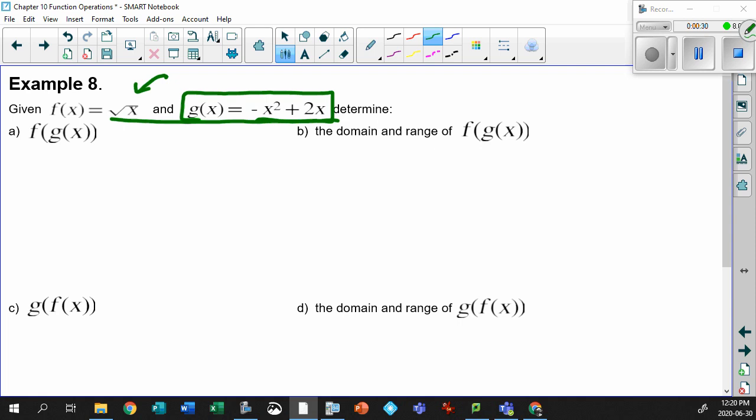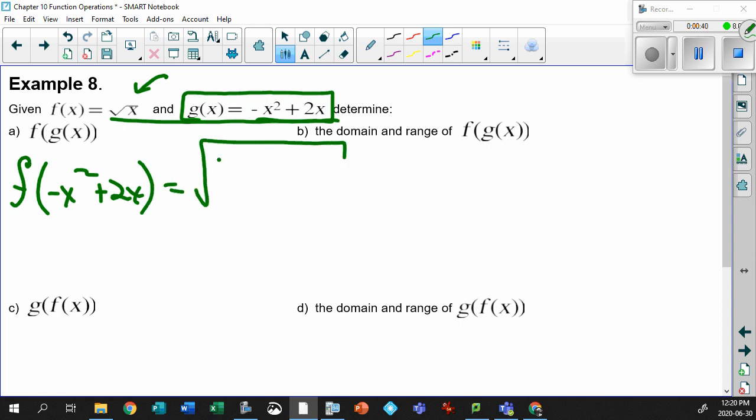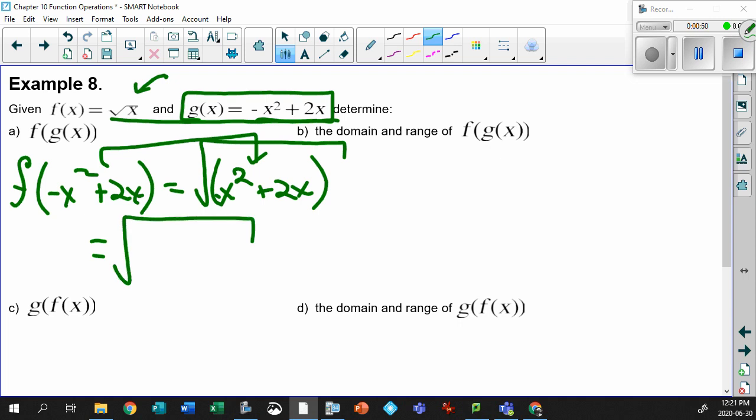So let's do this. Okay, this means f of g of x. Well, what's g of x? Oh, minus x squared plus 2x. So f is this, and we're going to put whatever g of x is in there. So there's minus x squared plus 2x, leaving you with a nice function that says the square root of minus x squared plus 2x. Fascinating. Let's figure out the domains and ranges.